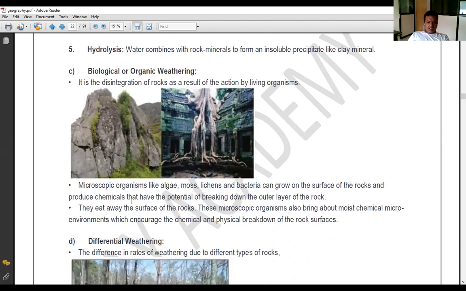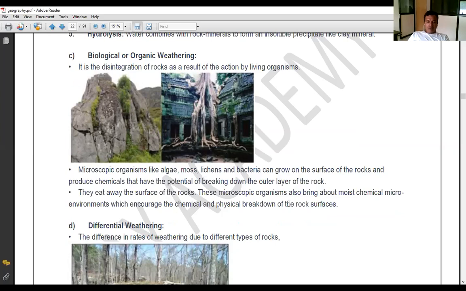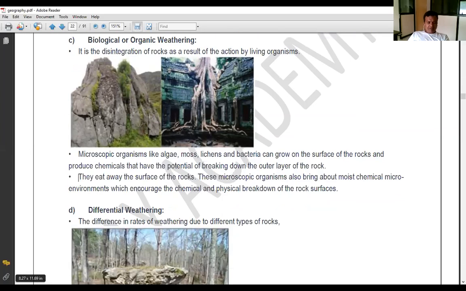Microscopic organisms like algae, moss, lichens and bacteria can grow on the surface of the rock and produce chemicals that have the potential of breaking out the layer of the rock. So plants can also break down the outer layer of the rock, and that leads to weathering of the land surfaces, right? Then there is differential weathering.